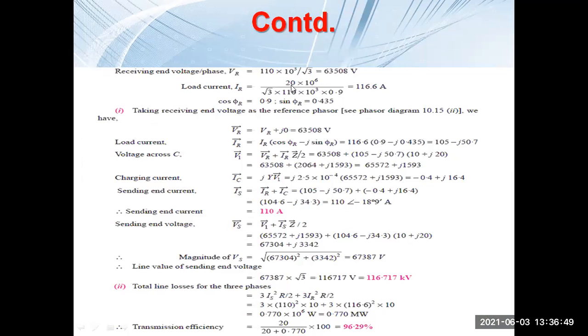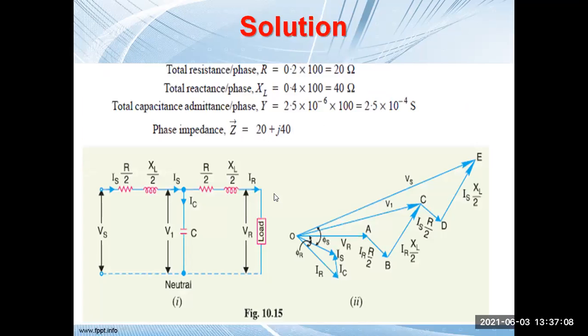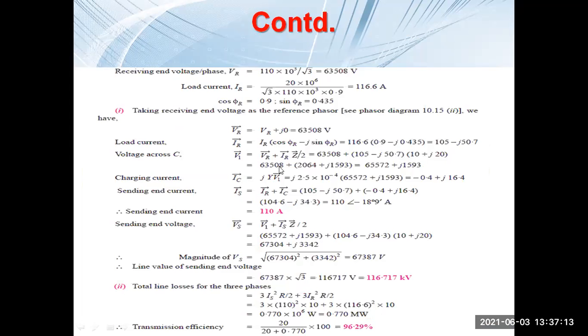So load current is the total power divided by √3 into voltage into power factor. So this will be your load current, and cos phi r and j sin phi r you can calculate. Now VR we have calculated, that is your reference value. Then IR equals IR into cos phi r minus j sin phi r you can calculate, and V1 will be equal to VR plus IR into Z by 2. So VR you know this value, IR is already calculated, and Z by 2 is known. So we can calculate V1.